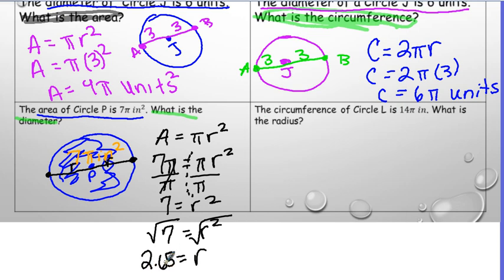And that's my radius, but that is not what the question asked me to find. It asked me to find the diameter. So I have to go in here and add the radii, or you can multiply them by 2. So either way, you can say diameter equals 2.65 plus 2.65. And we do the math there.